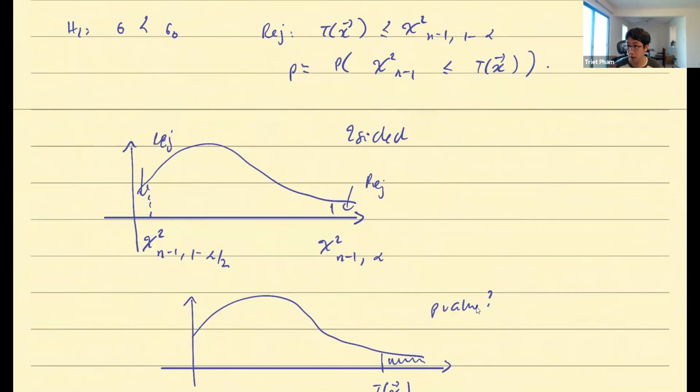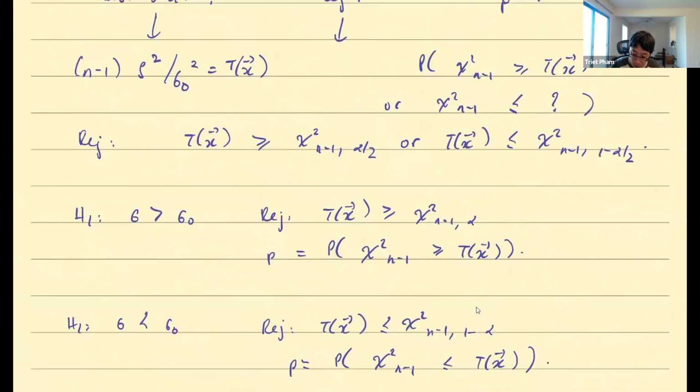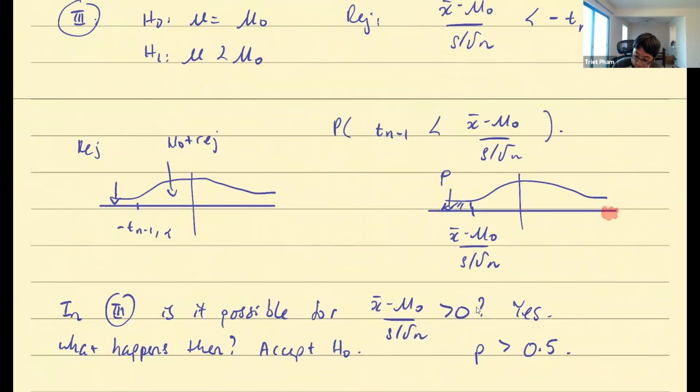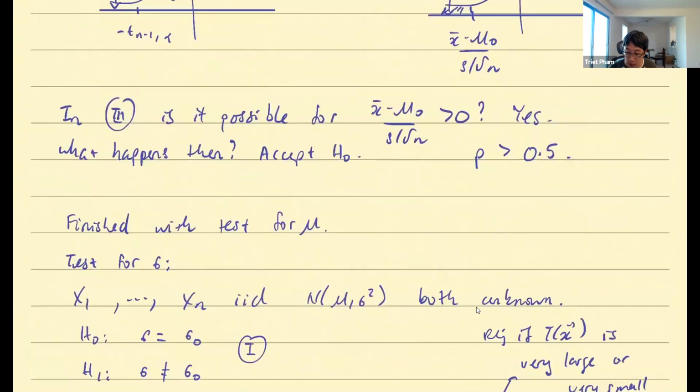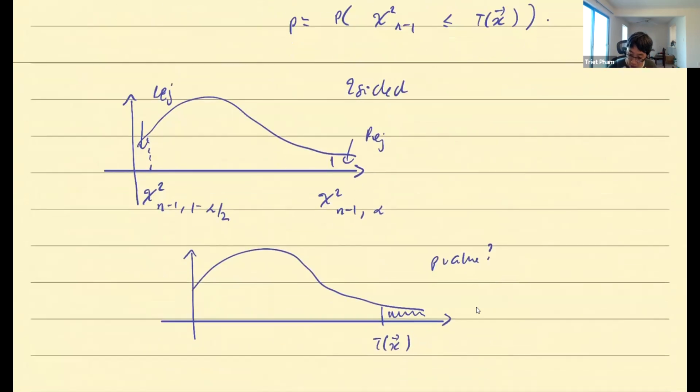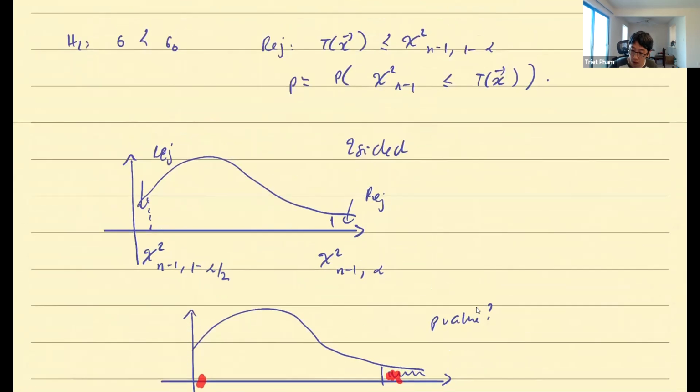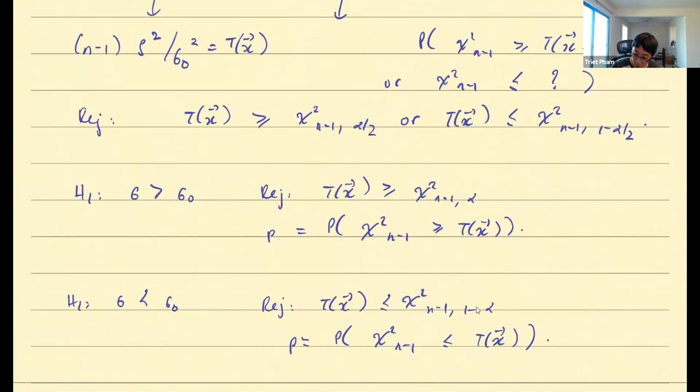This is the difference between this and the test for the mean. For the test for the mean, you're fine, because very large is on this side, very small is on this side, negative. So the symmetry helps. You just have to flip the sign. Here, very large is here, but very small is over here. How do you handle the two cases together?